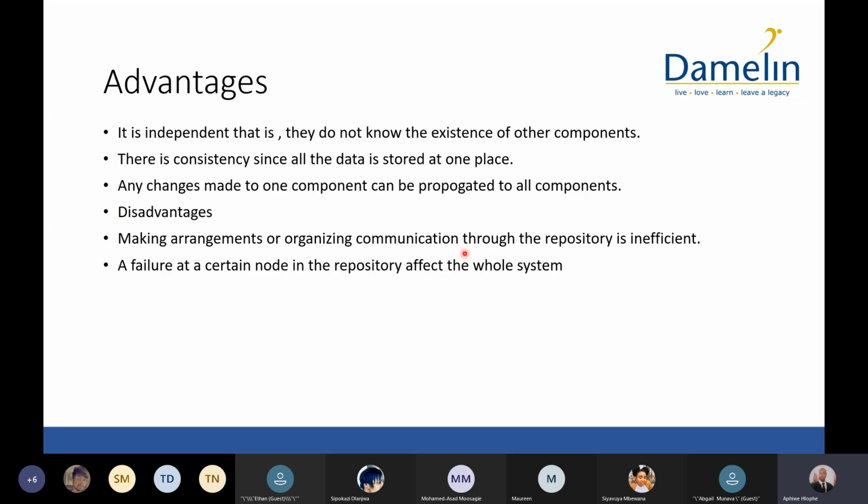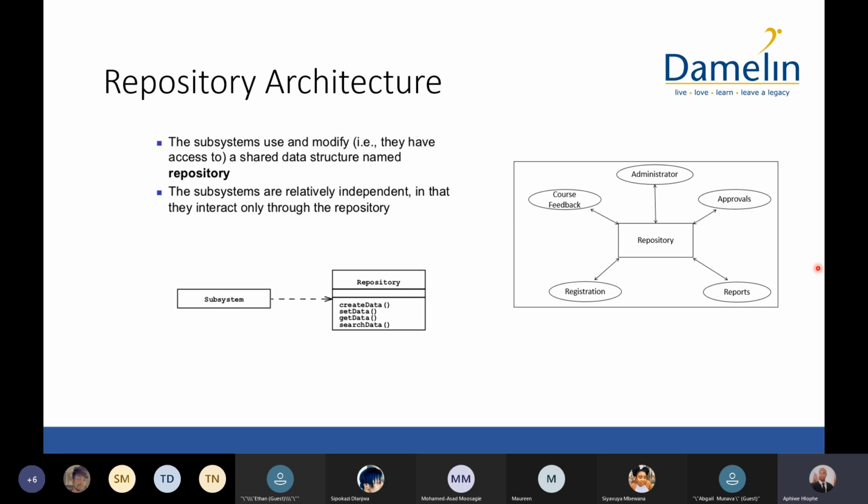Disadvantages: organizing communication to the repository is inefficient. A failure at a certain node in the repository affects the whole system. So if, for example, this registration system is failing, then it actually impacts the flow of the whole system, because although these are independent subsystems, they're all relying on the data that was entered by the other system. So there's no way for the administrator to approve students that are registering for a course if the registration component is not working. At the end of the day, it affects the flow because all of these systems are contributing to the bigger picture, which is the repository.